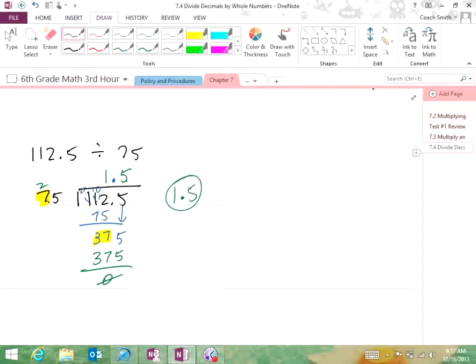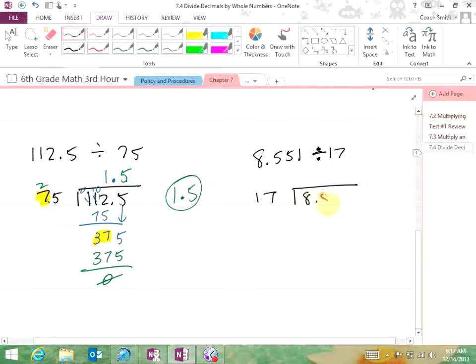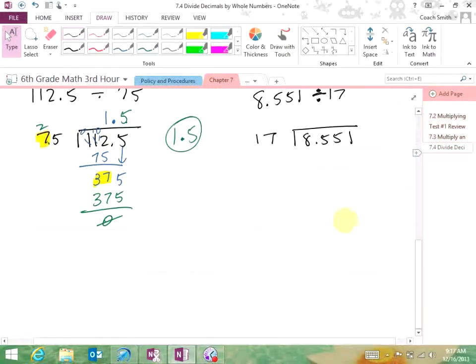I want you to do this one on your own. 8.551 divided by 17. Okay, so we'll set it up. So that's how you will set it up.